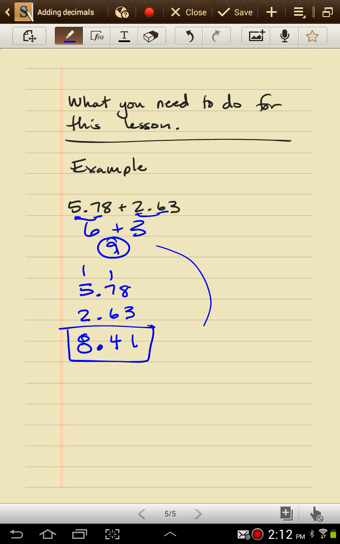Now, is 9 close to 8.41? Right, it is. And guys, this is why you can't just round after you're done, because that would round to 8, but 9 is close to 8.41. That would give me a close answer.